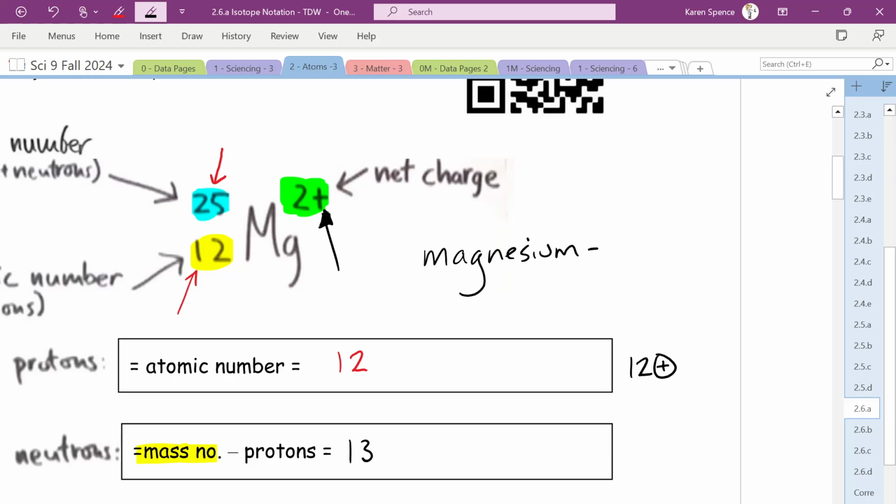Magnesium what? Magnesium. There's a dash. What comes after the dash? Magnesium dash... mass number. So it's going to be magnesium dash 25. And this is a magnesium dash 25 ion. Okay?